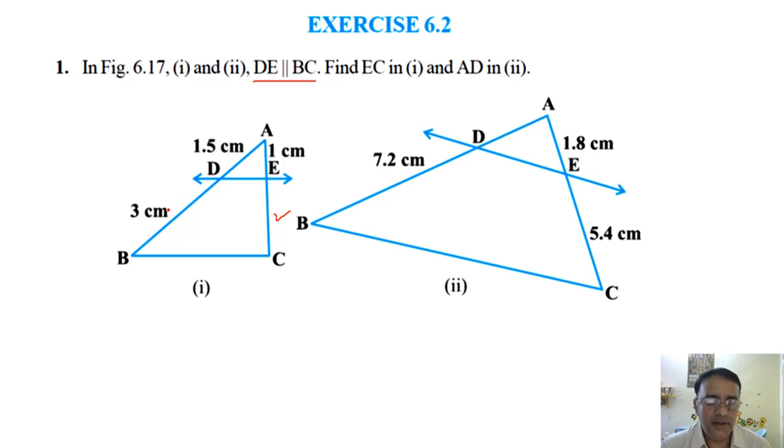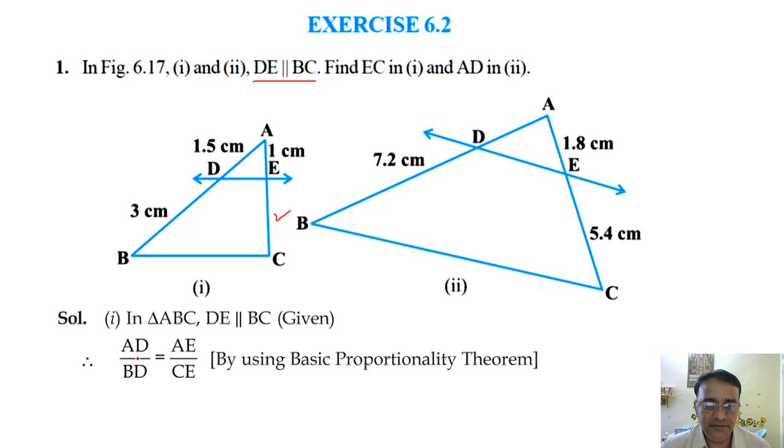AD upon DB is equal to AE upon EC. Very good. So we will get AD upon DB is equals to AE upon EC. So that we have to write. By basic proportionality theorem, we are getting AD upon BD is equals to AE upon EC or CE.